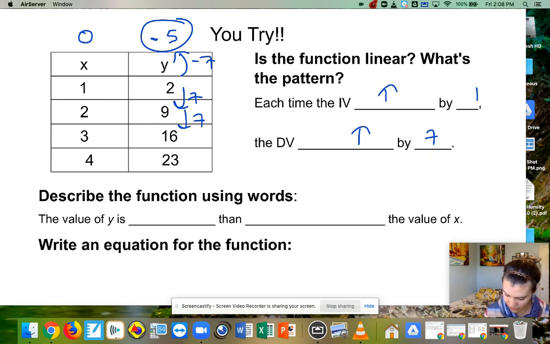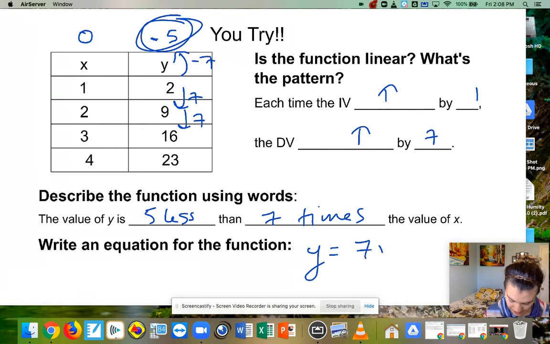So the value of y is 5 less, because we have negative 5 right here, than 7 times the value of x. So we want y equals 7x minus 5. What you're going up by corresponds to here, and then what you're equal to when you have 0 is what goes right there.